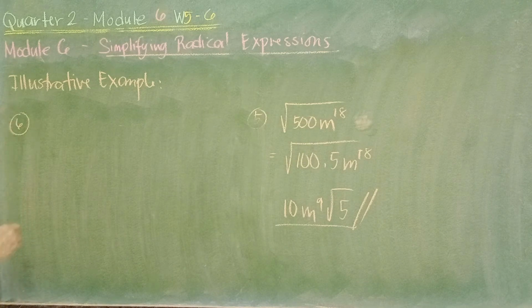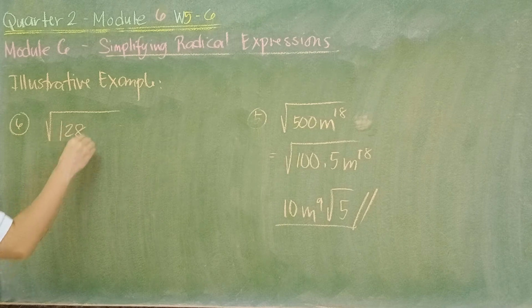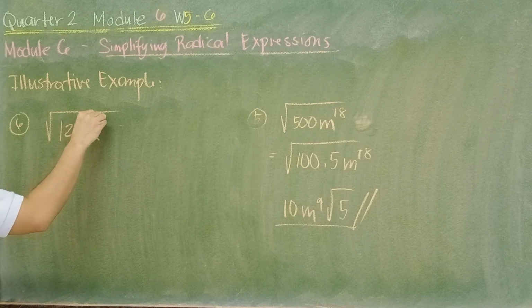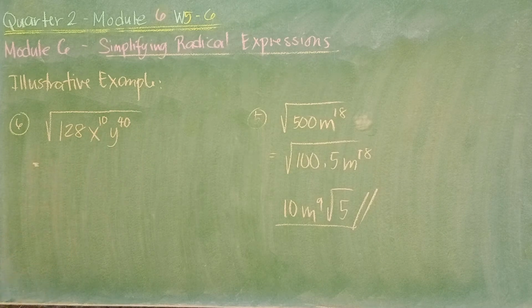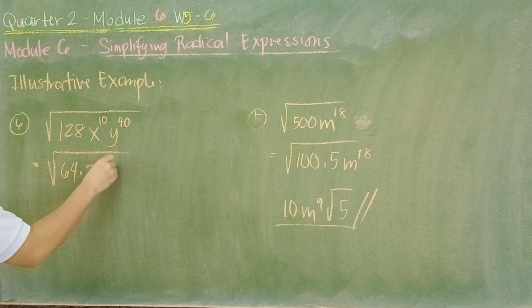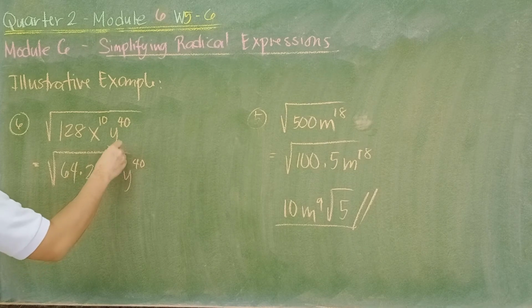Number 6. 128 x raised to 10 y raised to 40. So 128, anong factors ang gagamitin natin na perfect square? Kasi yung index natin 2. So dapat perfect square yung factor na gagamitin natin. So ang gagamitin natin factors will be 64 times 2 x raised to 10 y raised to 40.